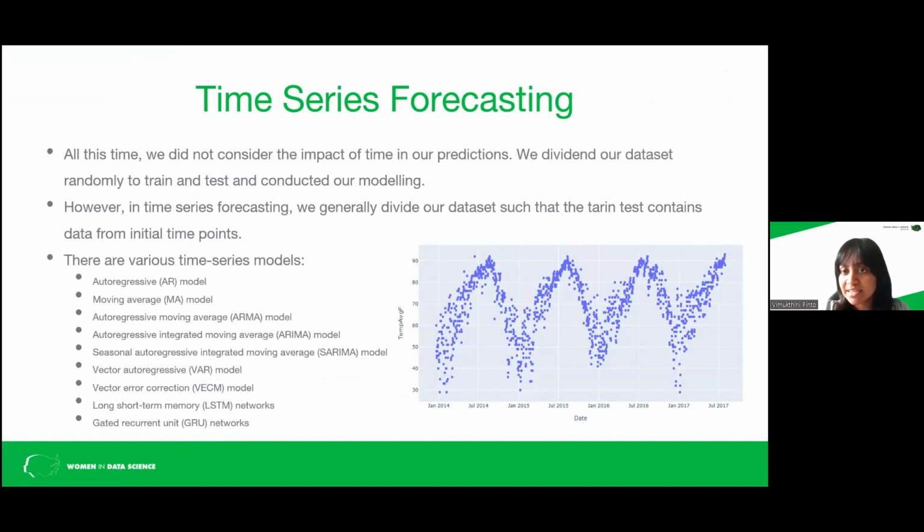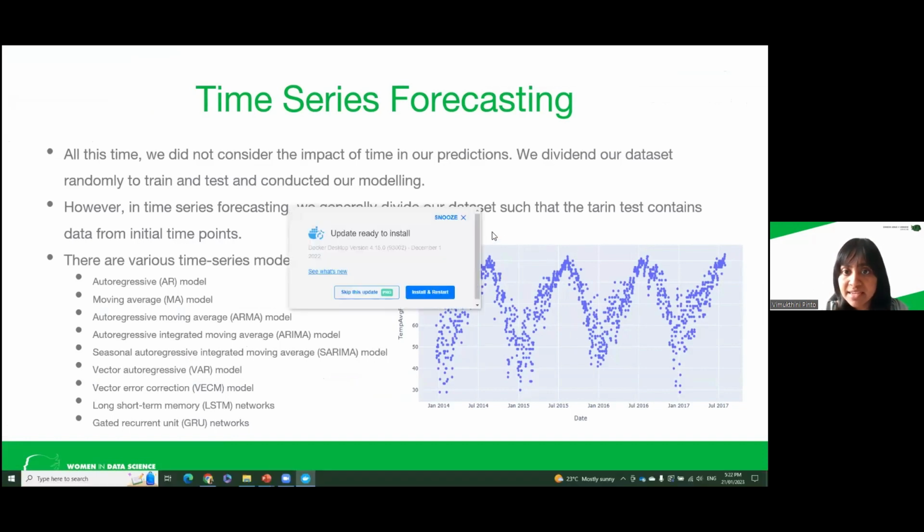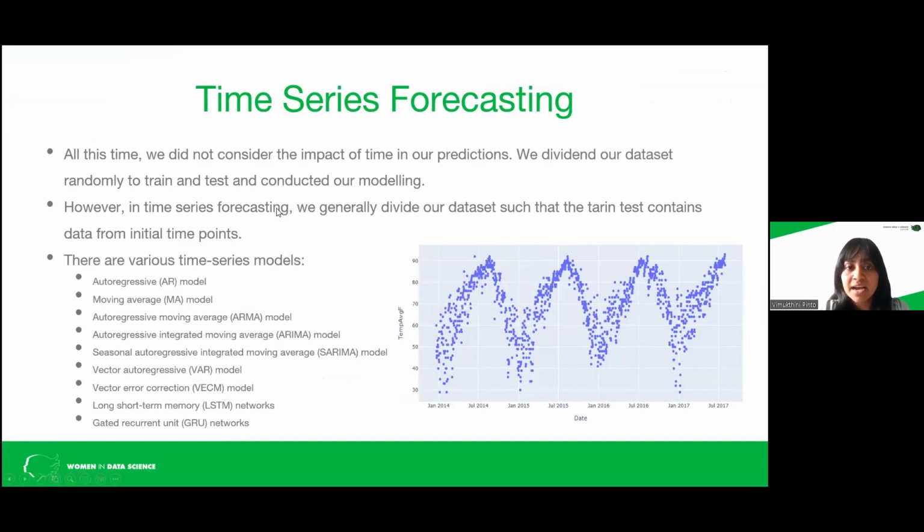as testing. So in the previous one, we randomly divided our data set, but in time series forecasting, we want to divide our data set such that our training data contains data from the initial time points, and then we want to predict on the testing data. So mainly, maybe our testing data should be this in this data set.